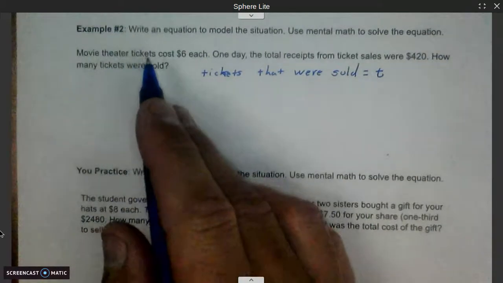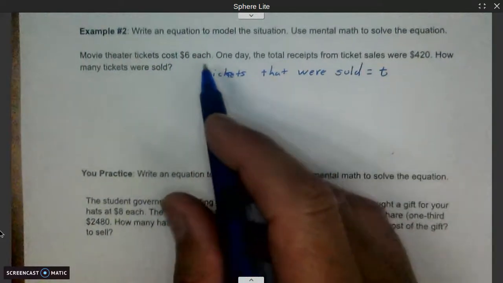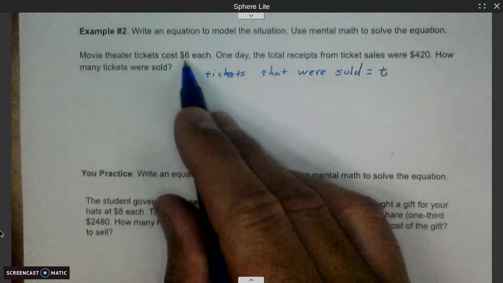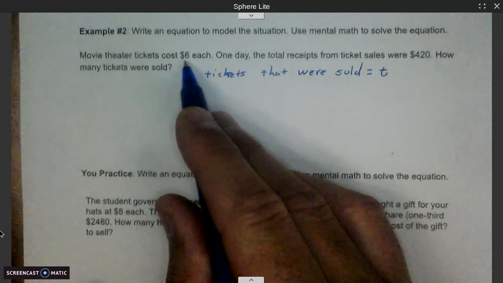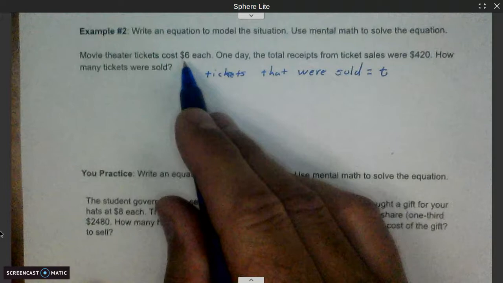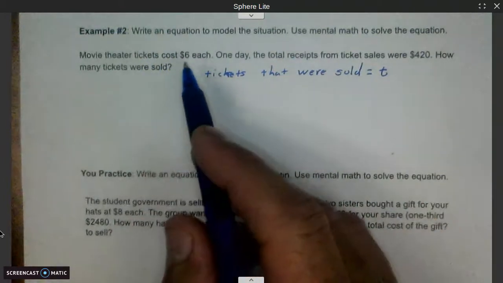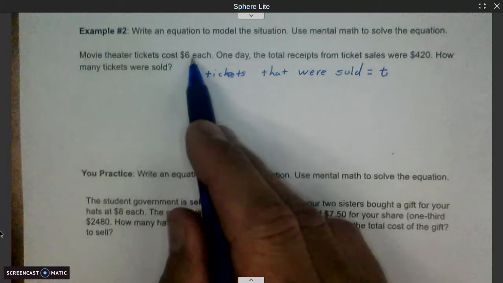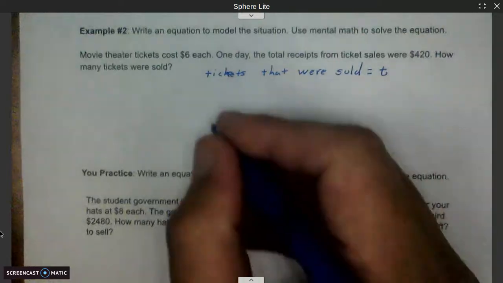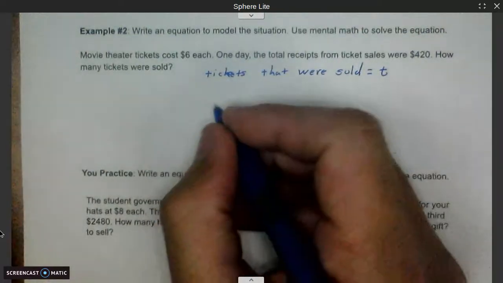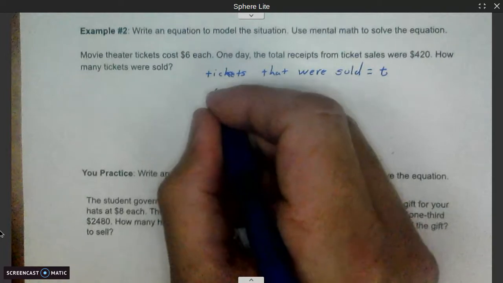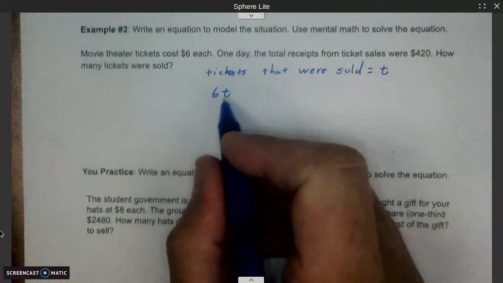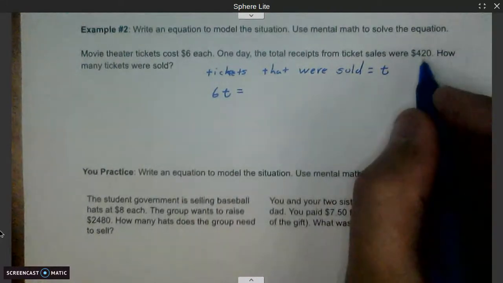Now, movie tickets cost $6 each. What would happen if I had 2 movie tickets? That would be $12. If I had 3 movie tickets, that would be 18. So all I'm doing is taking the number of movie tickets and multiplying it by the price. If I had 5 movie tickets, 5 times 6 is 30. Since I don't know how many movie tickets were sold, I'm going to take 6 and multiply by T. Now I know that this will be equal to 420.